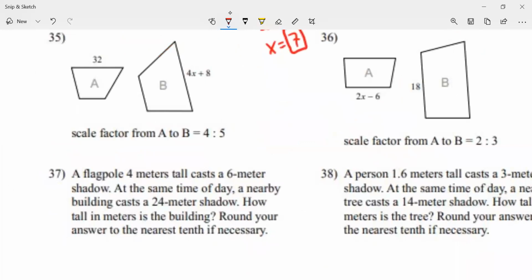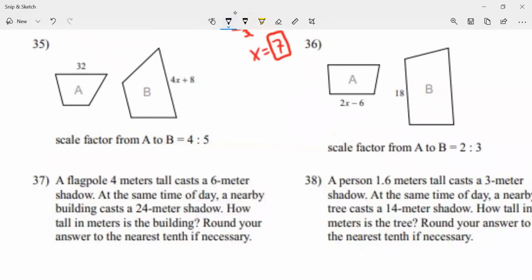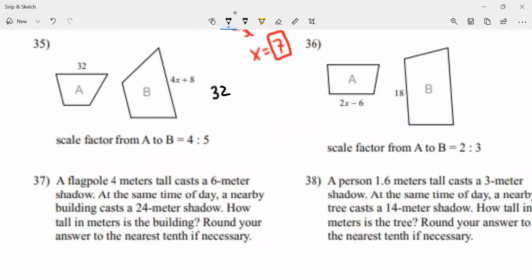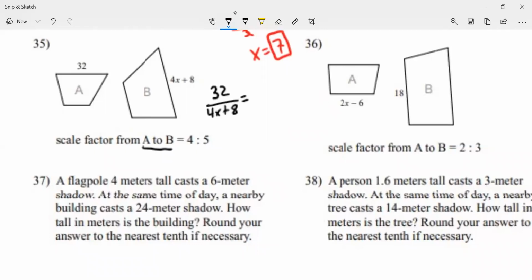The scale factor from A to B is equal to 4 to 5. For space purposes, let me use here at the right. I'm going to write 32 over 4x plus 8 because it said A to B. Information of A goes on top, information of B goes at the bottom. And this is going to equal, the scale factor is 4 to 5, so I'm going to write this as 4 over 5. Okay, let me cross multiply now.